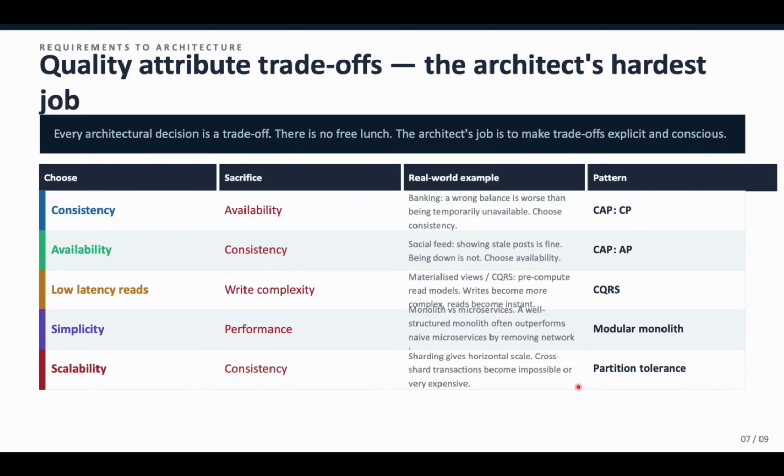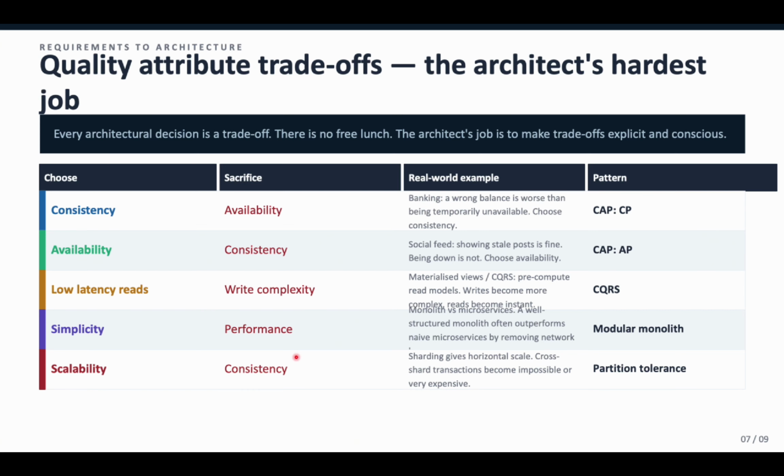And then we have scalability. If you choose scalability through sharding, splitting a large database into smaller parts so it can handle more data and users efficiently, then you sacrifice the ability to do cross-shard transactions. This is one of the most painful trade-offs in distributed systems. You get horizontal scale, but you lose the ability to atomically update the data that lives on different shards. So this forces you to design your data model around your shard boundaries.